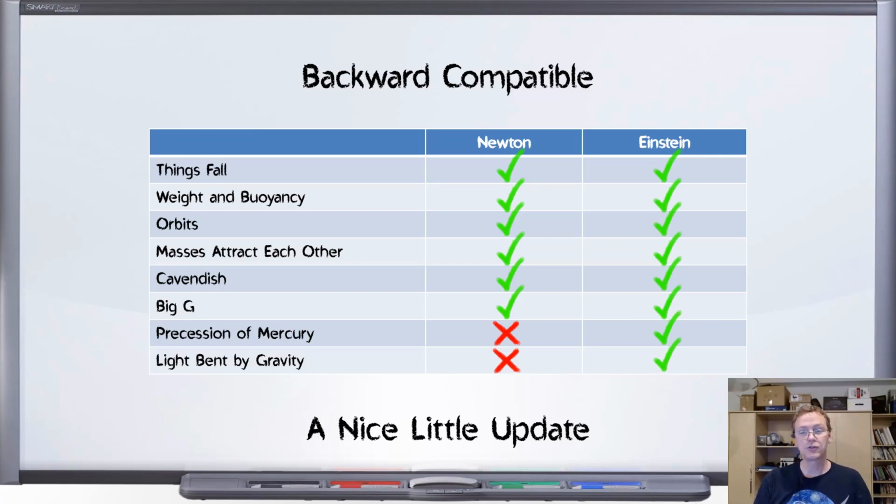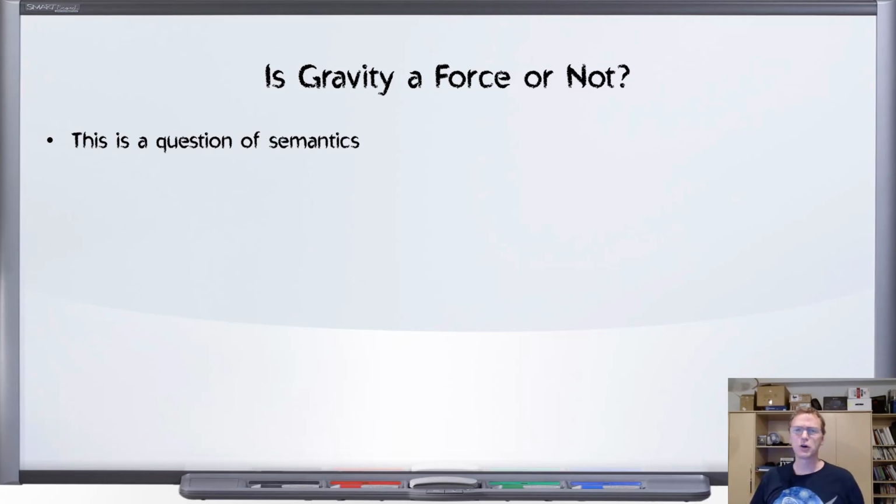Okay, so that is what the difference is. It's 100% backward compatible with everything that worked, and that means if you want to use Einstein's rules, Einstein's field equations, as an excuse to throw out the Cavendish experiment, I'm sorry, but no, it does not work that way. Einstein's equations say that the Cavendish experiment should work. Our real-world examples show that the Cavendish experiment does work. What it really comes down to is this big question right up there. Is gravity a force or not?